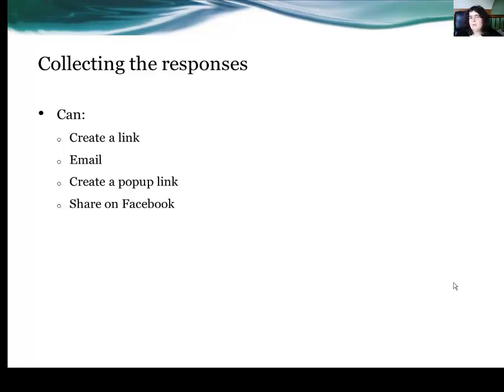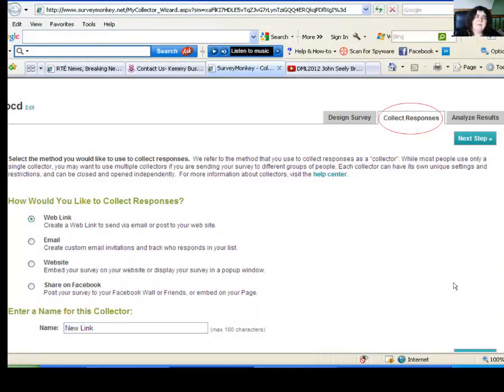How might we gather it? Well, we might create a link. We might be emailing it to people. We might create a pop-up link in a web page, or you might want to share on Facebook. But you can also collect the responses by paper copy, so you can print out the survey. In the tab at the top where it says design survey, collect responses, analyze results, you click on collect responses and you choose which of the collectors you would like to utilize.